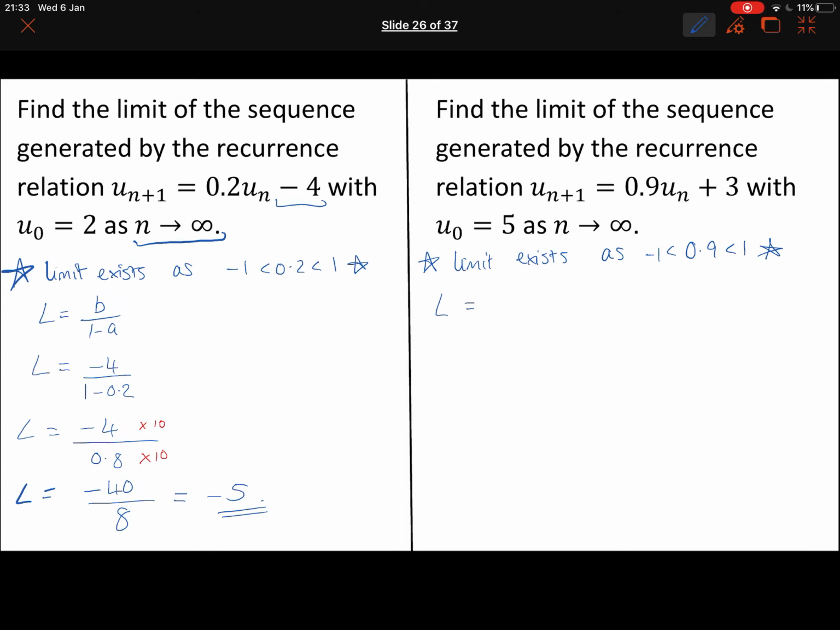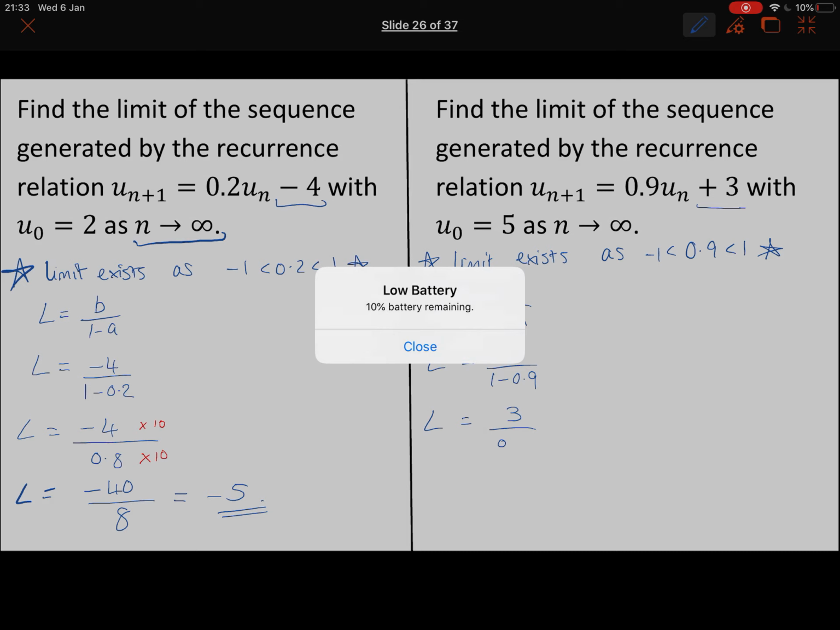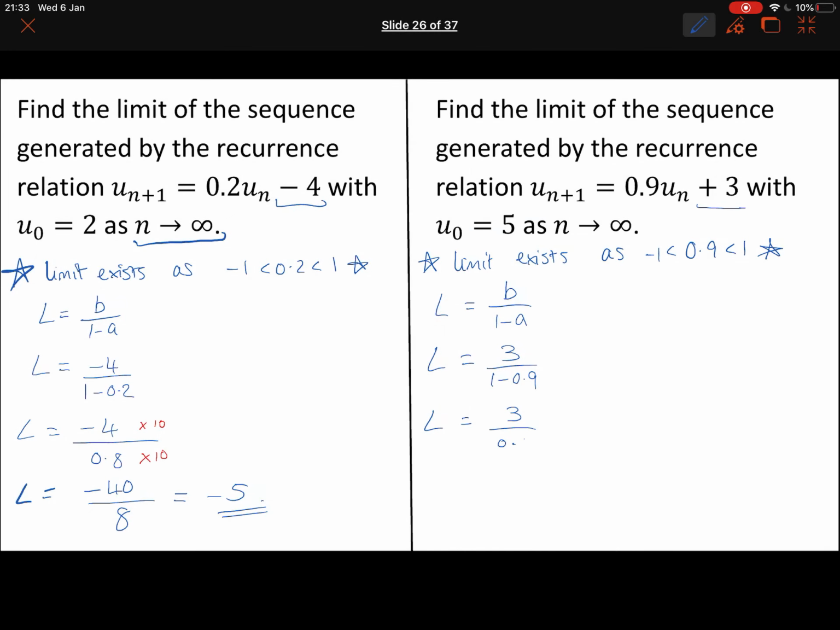Then my limit formula, L equals B over 1 minus A. So this time B is 3, so it's going to be 3 over 1 minus 0.9. So L equals 3 over 0.1. So again, imagine you're doing this without a calculator. Make an equivalent fraction here, multiply the top and bottom by 10, so you get 30 over 1, which comes out as 30. So the limit of that sequence is 30.